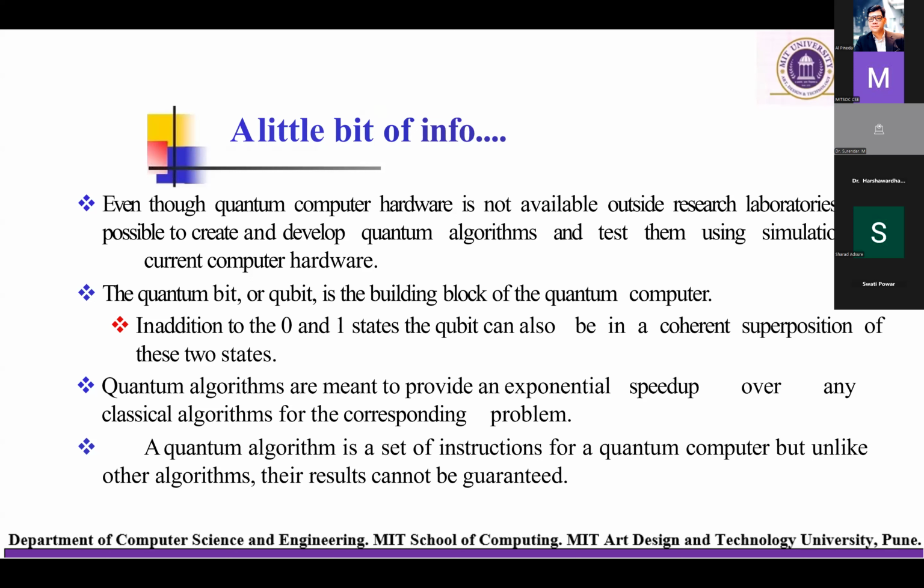Quantum algorithm purpose. Quantum algorithms are designed to provide an exponential speedup over classical algorithms when solving certain types of problems. These algorithms leverage quantum mechanics to explore many possible solutions simultaneously. Quantum algorithm characteristics. A quantum algorithm consists of a series of instructions for a quantum computer. However, unlike classical algorithms, the results of quantum algorithms cannot always be guaranteed due to the probabilistic nature of quantum measurements.